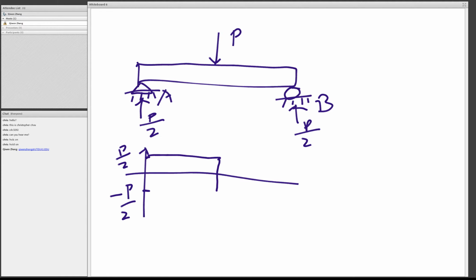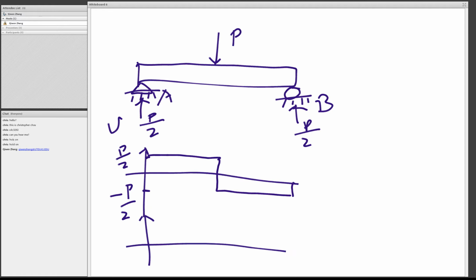And because you do not have any other force as you move along, it stays constant. So in the end, it goes back to 0 because there is a reaction force P over 2 on the right hand, at the support. So this comes back to 0. This is your V diagram, and then the moment diagram is actually very simple.